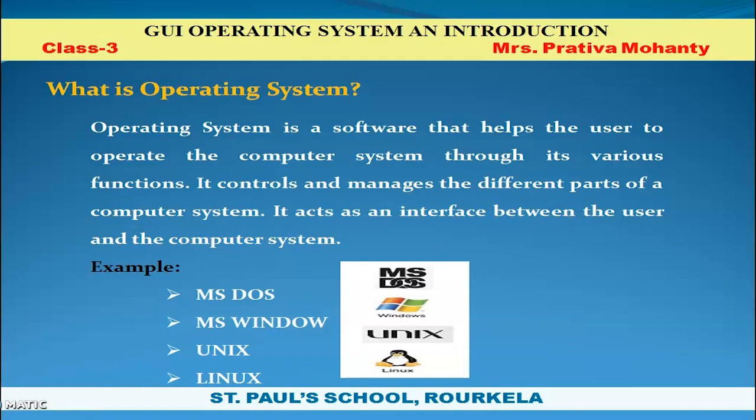There are different types of operating systems available. The most popular operating systems are MS-DOS, that means Microsoft Disk Operating System, MS Windows, Unix, Linux. There was no operating system in early computers. It came into the computer field in the year 1956.